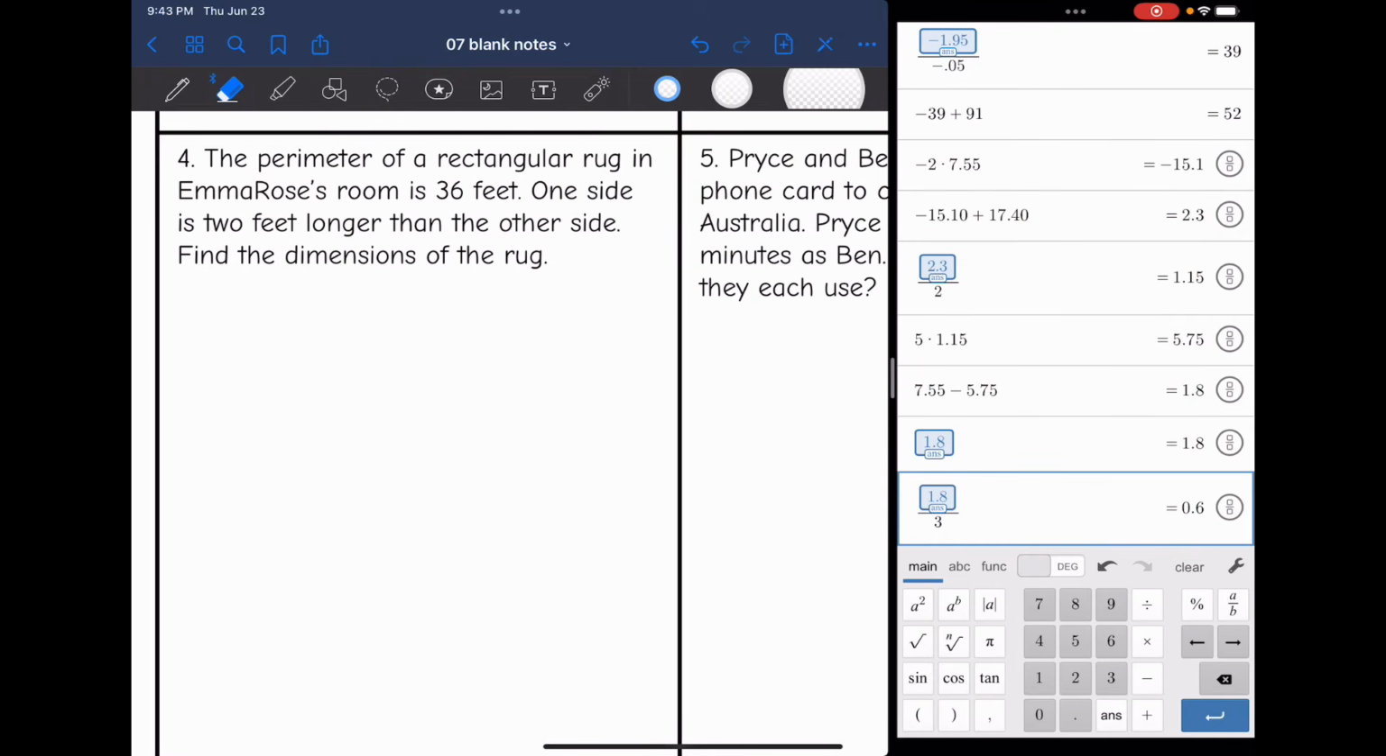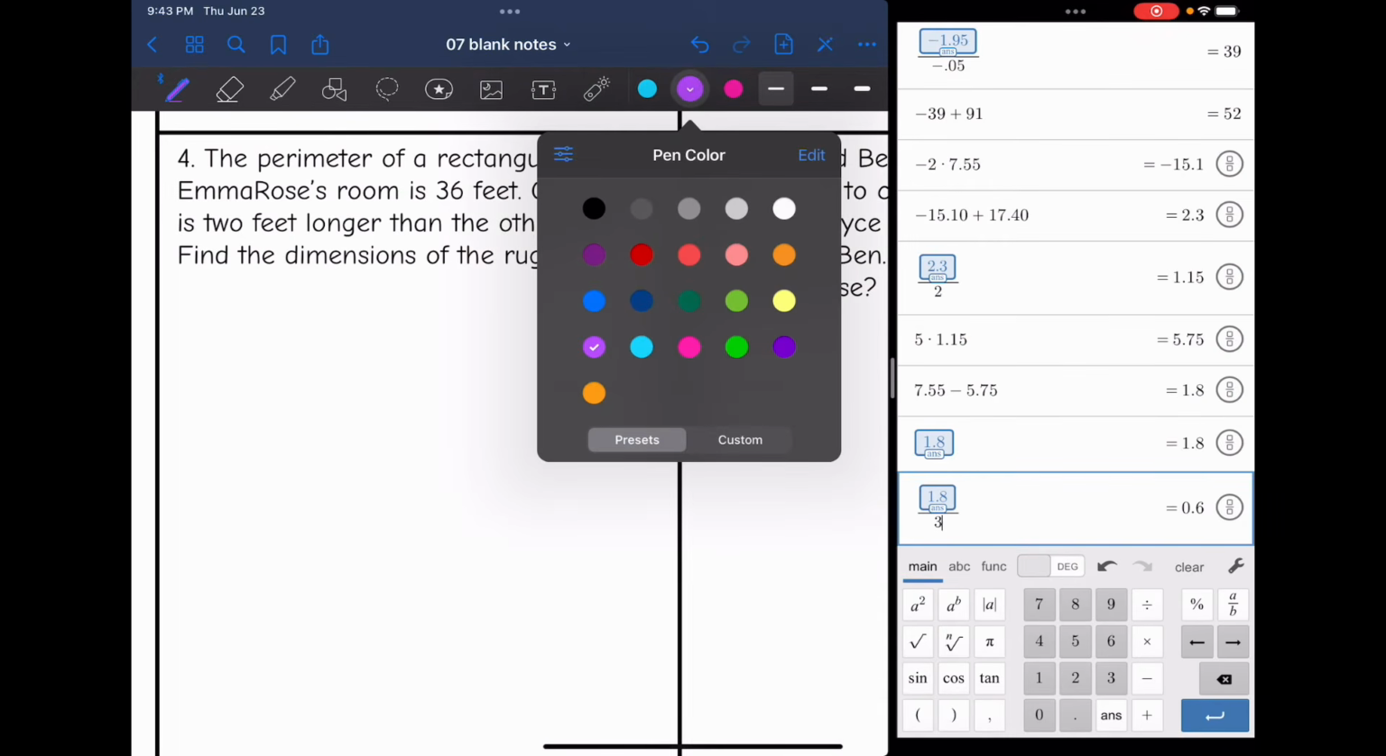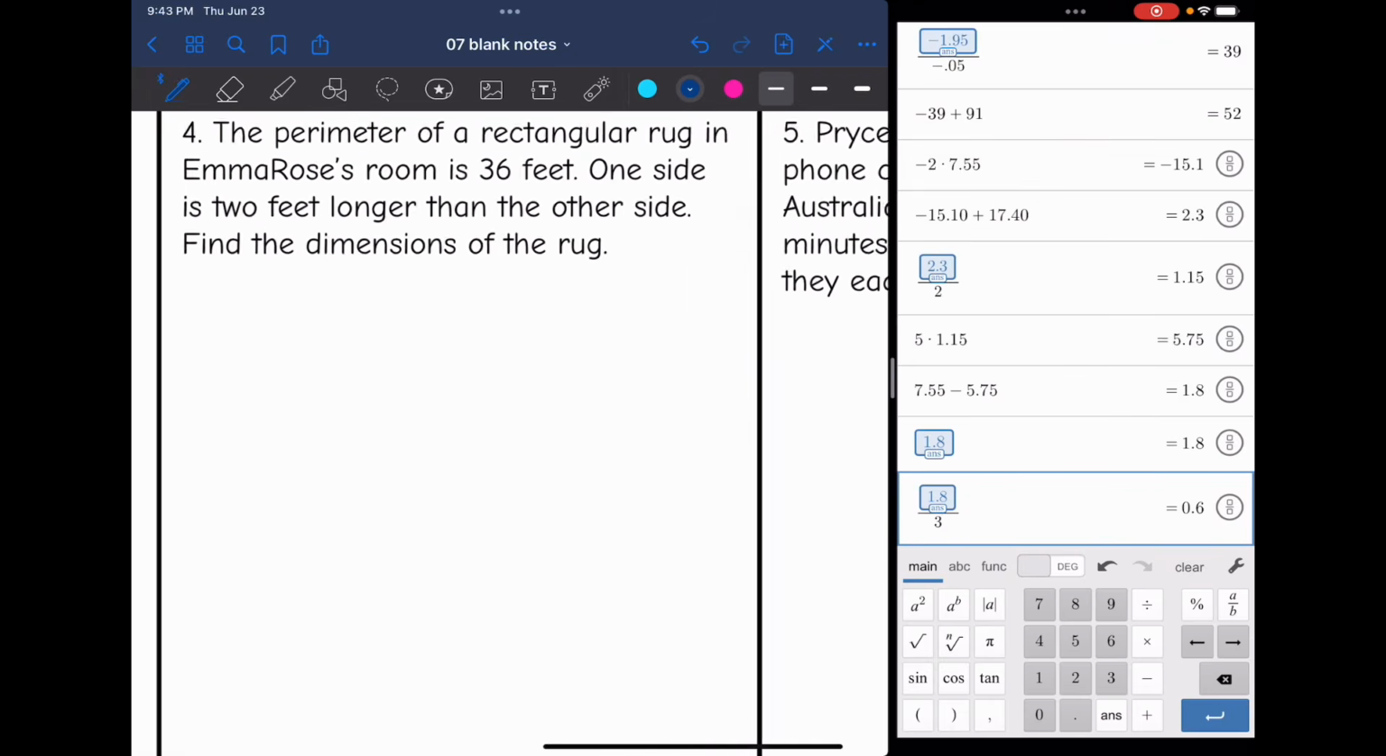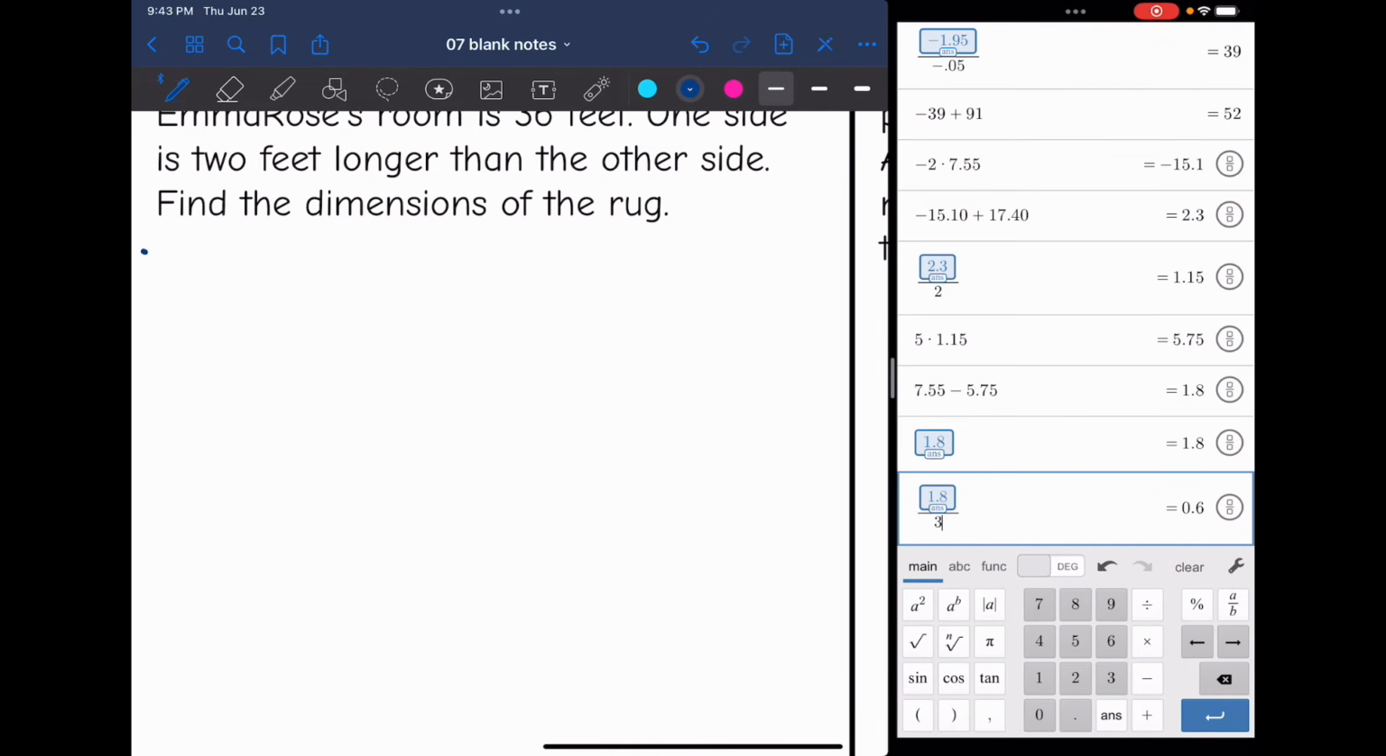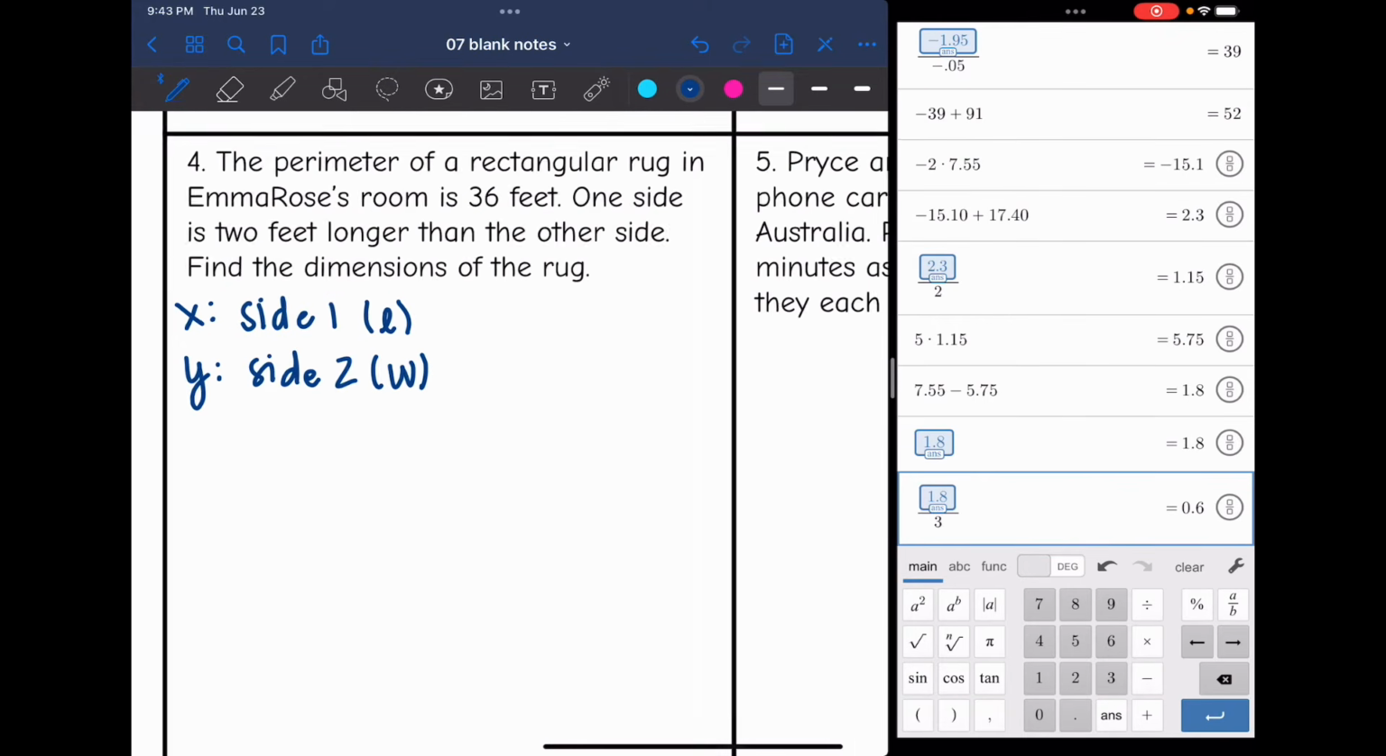Okay, let's look at 4. It says the perimeter of a rectangular rug in EmmaRose's room is 36 feet. One side is 2 feet longer than the other side. Find the dimensions of the rug. So we are talking about the dimensions here, the side lengths of the rug. So I'm going to let x be side 1 and y be side 2. Basically the length and the width of this rectangular rug.